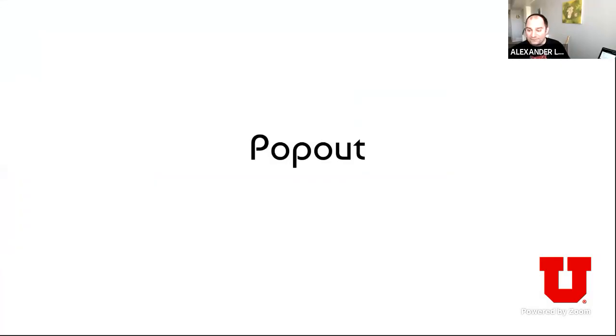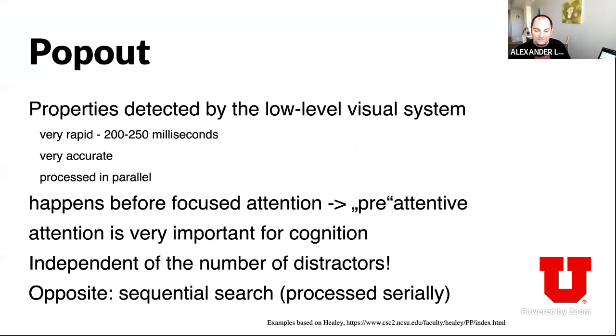Okay, so pop-out. Pop-out are these visual properties that are detected by the low-level visual system, and this is very quick. We perceive features that have a pop-out property very rapidly, within 200 to 250 milliseconds, and we are really good at perceiving them. This is all processed in parallel. So if we have a feature that has pop-out, then we see all of them at the same time. And this happens before focused attention happens, so we don't really have to think about this. That's why this is sometimes also called pre-attentive properties.